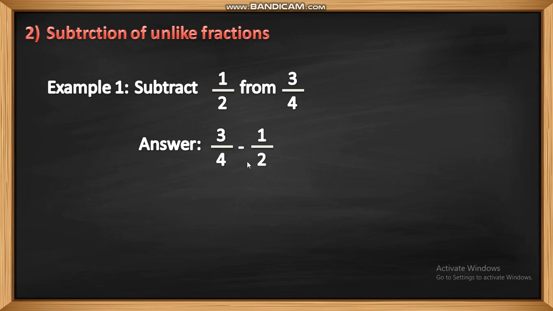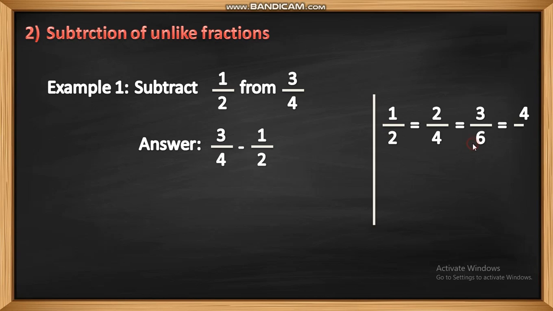Here the denominators are different. So at first, draw a line. Take the fraction which has the smaller denominator, that is 2. We want to write the equal fractions of 1 by 2. 1 by 2 is equal to 2 by 4, that's equal to 3 by 6, that's equal to 4 by 8. That will continue.